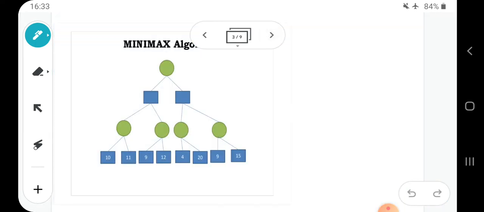So again, if we go back to the board, for such a game tree, let us talk about the initial portion. In this initial portion, for this particular AND node, there are two different options, 10 and 11. Between 10 and 11, obviously, since 10 is the minimum value between these two, this AND node will select 10.